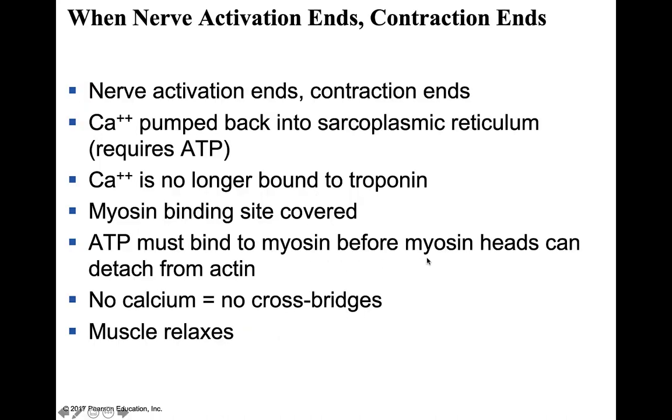Now, when nerve activation ends, contraction will end. Calcium will be actively pumped back into the sarcoplasmic reticulum, and that's going to require ATP. Now that calcium is no longer bound to troponin, the myosin binding site is covered, and ATP must bind to myosin before myosin heads can detach from actin. No calcium, no cross bridges, muscle relaxes.